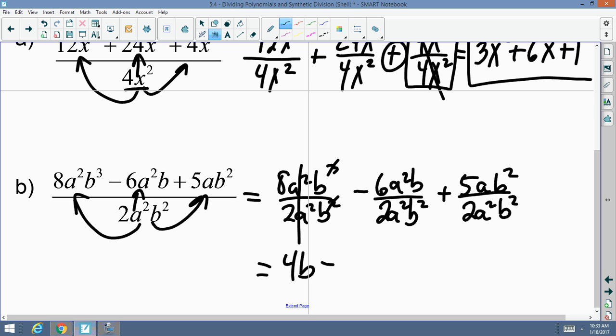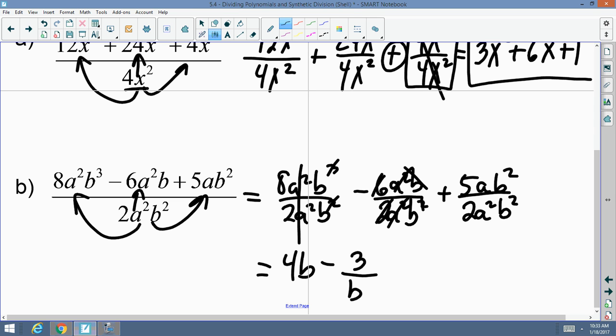Excellent. What's next? Negative 3? No, not negative 3b. 6 divided by 2 is 3, yes. A squared over a squared, they cancel. I got 1b in the numerator. I take 1b away from the denominator. I'm left with 3 over b. Why do you think I went over the exponent rules just 3 minutes ago? You have to know your rules.